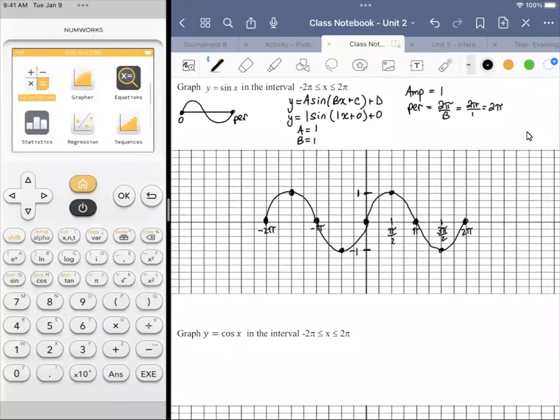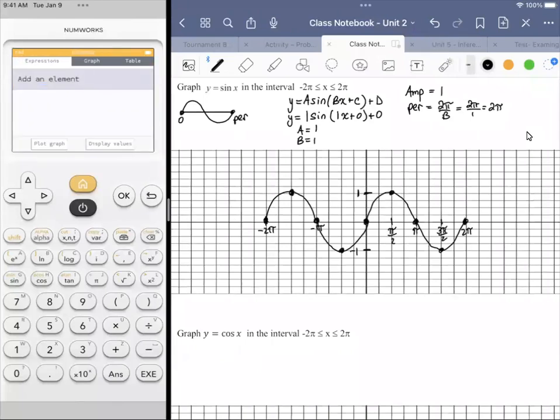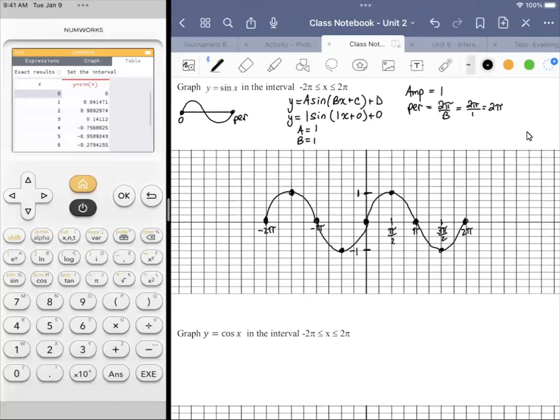Now, if I do it in a calculator, y equals sine of x, put it in there, and then graph it. You know, it's not going to limit itself to the interval that's given. It's not going to limit it to the negative 2 pi to 2 pi interval, right? So I'll have to stipulate that. But I'll go to graph. Oh, I want the table. Oops.